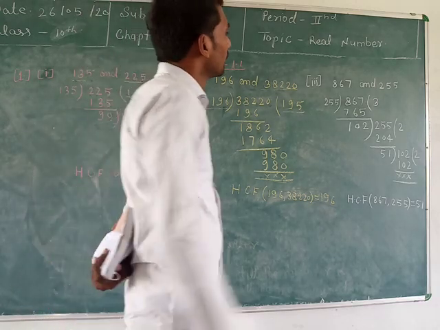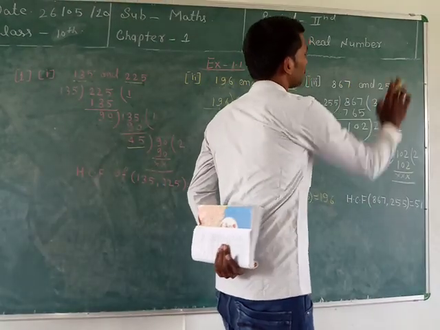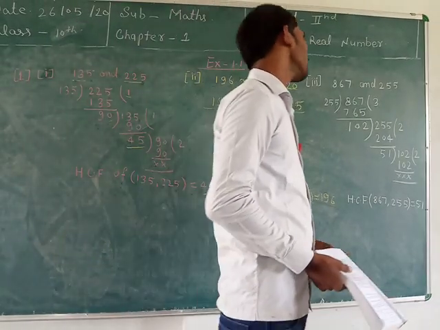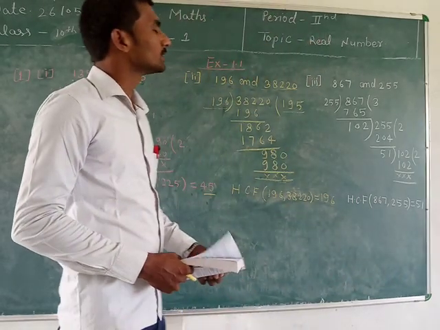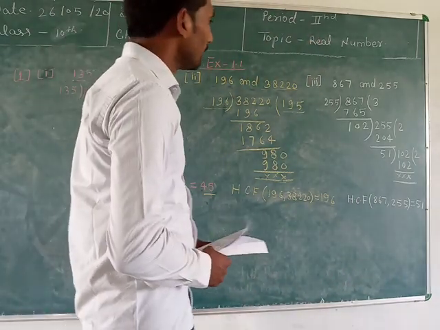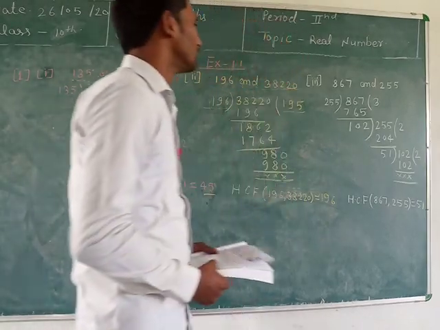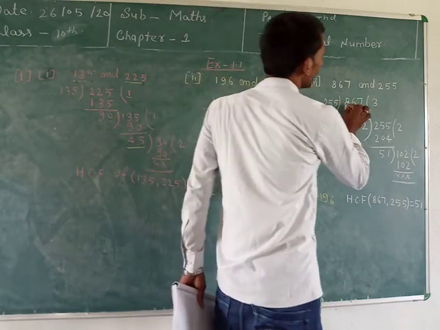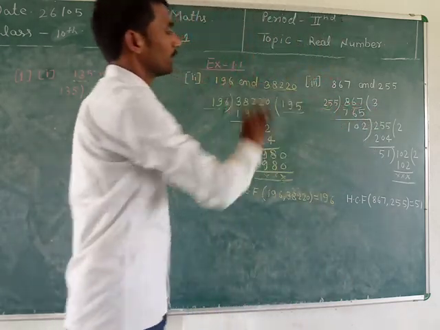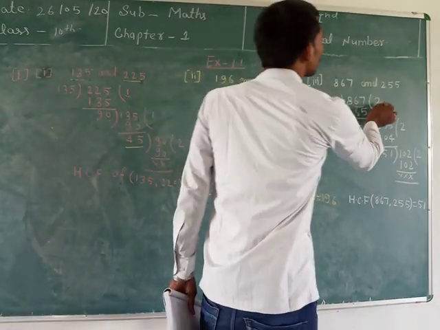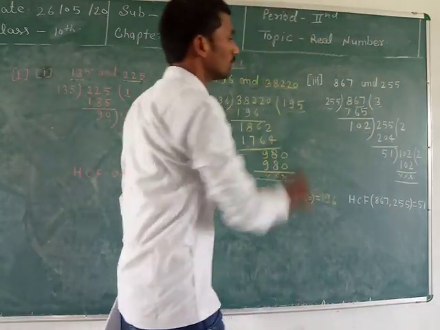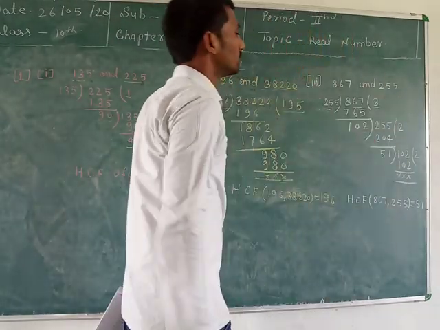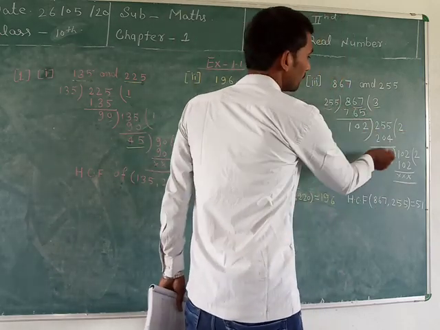Here the divisor is 196, so HCF of 196 and 38,220 equal to 196. Another question, 867 and 255. Here 867 is the greatest number and 255 is the smallest number. So 867 is A and 255 is B. Now A divided by B, so we divide 867 by 255. Then we get quotient 3 and remainder 102. Now we divide 255 by 102. Then we get quotient 2 and remainder 51.